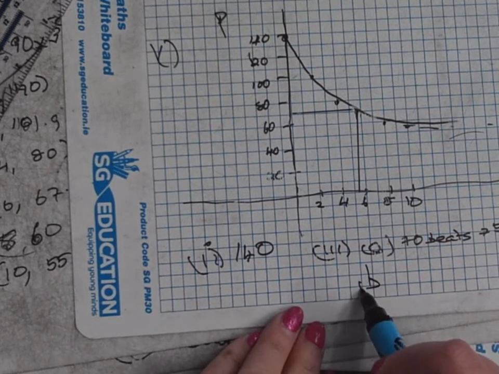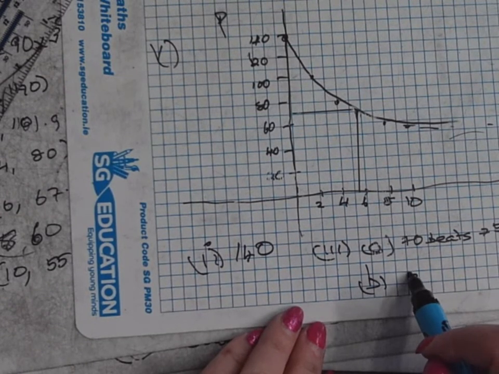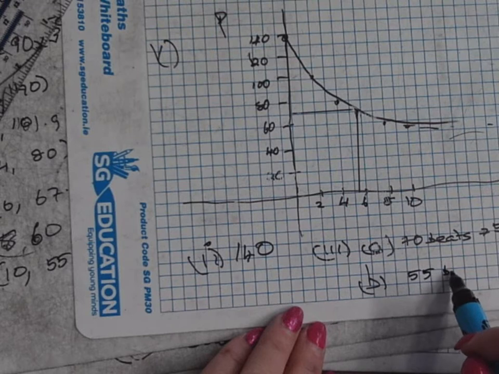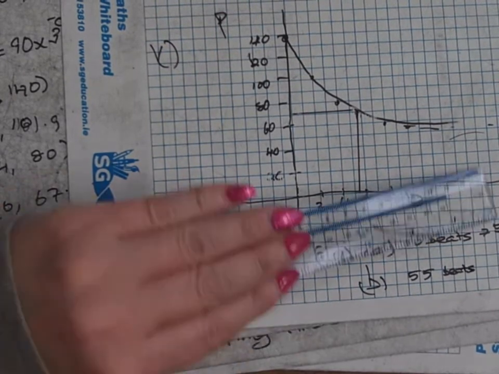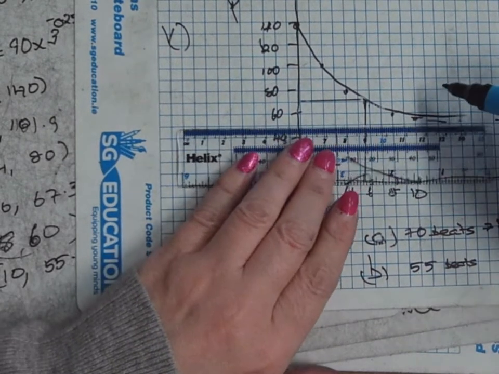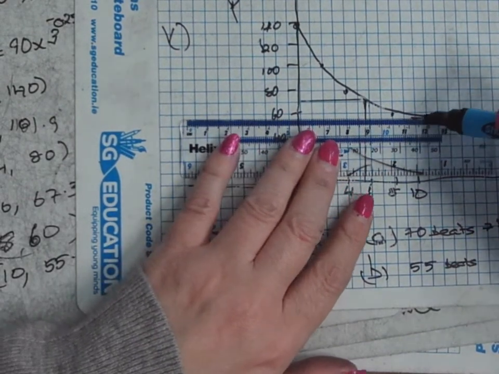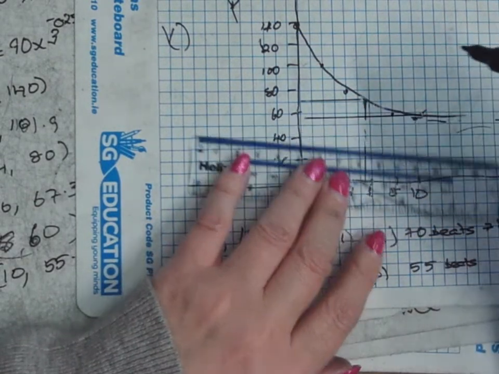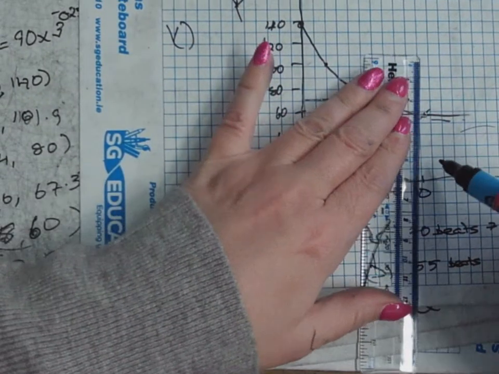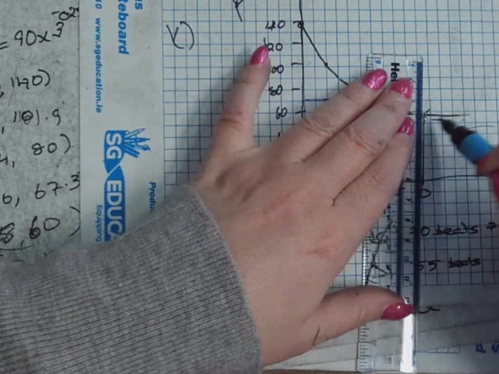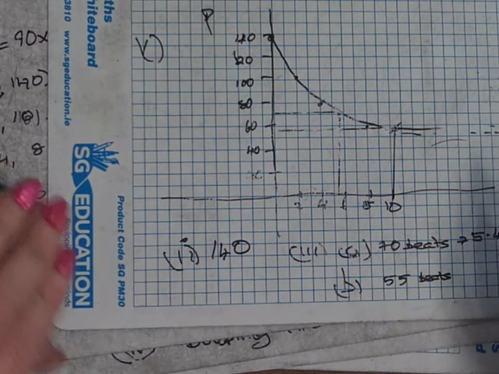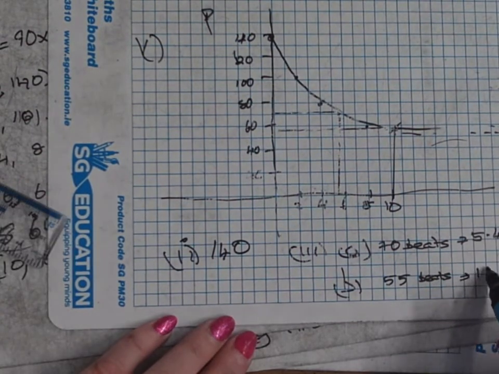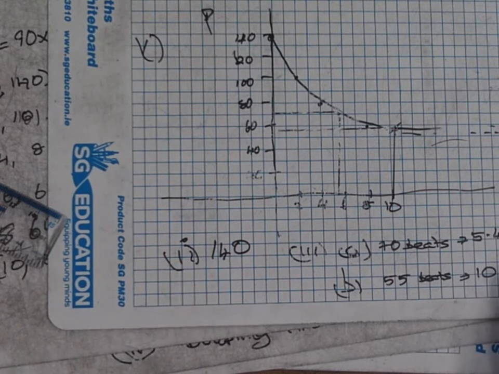Right, part B was 55 beats per minute. So 55 is halfway between 50 and 60, so about here. Draw a line across, hit the graph, draw a line down, and there my graph says 10 minutes. But whatever it is, it is. Is that alright? Okay, 10 minutes.